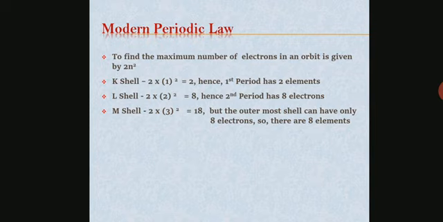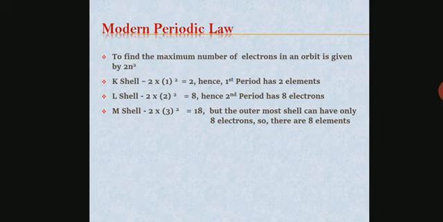So what does this orbit indicate in the periodic table? The first orbit indicates the first period. The second orbit indicates the second period. And the third orbit indicates the third period. That means if we have 7 periods in the modern periodic table, then the orbits should be 7 maximum, not more than 7. I hope you have understood this one. This is very important.